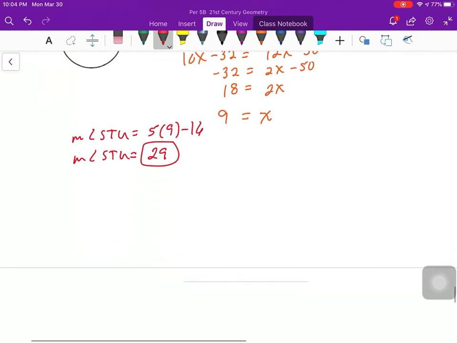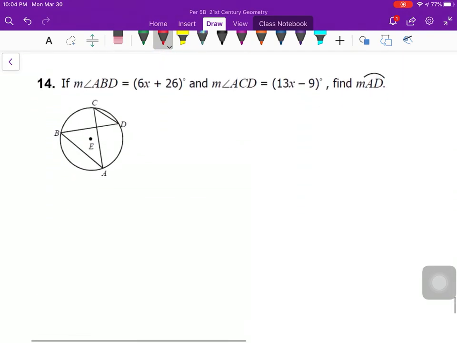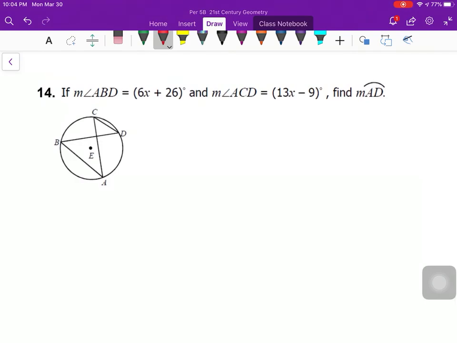And again, if you need to stop it, feel free to stop it. If you need to rewind it, feel free to rewind it.